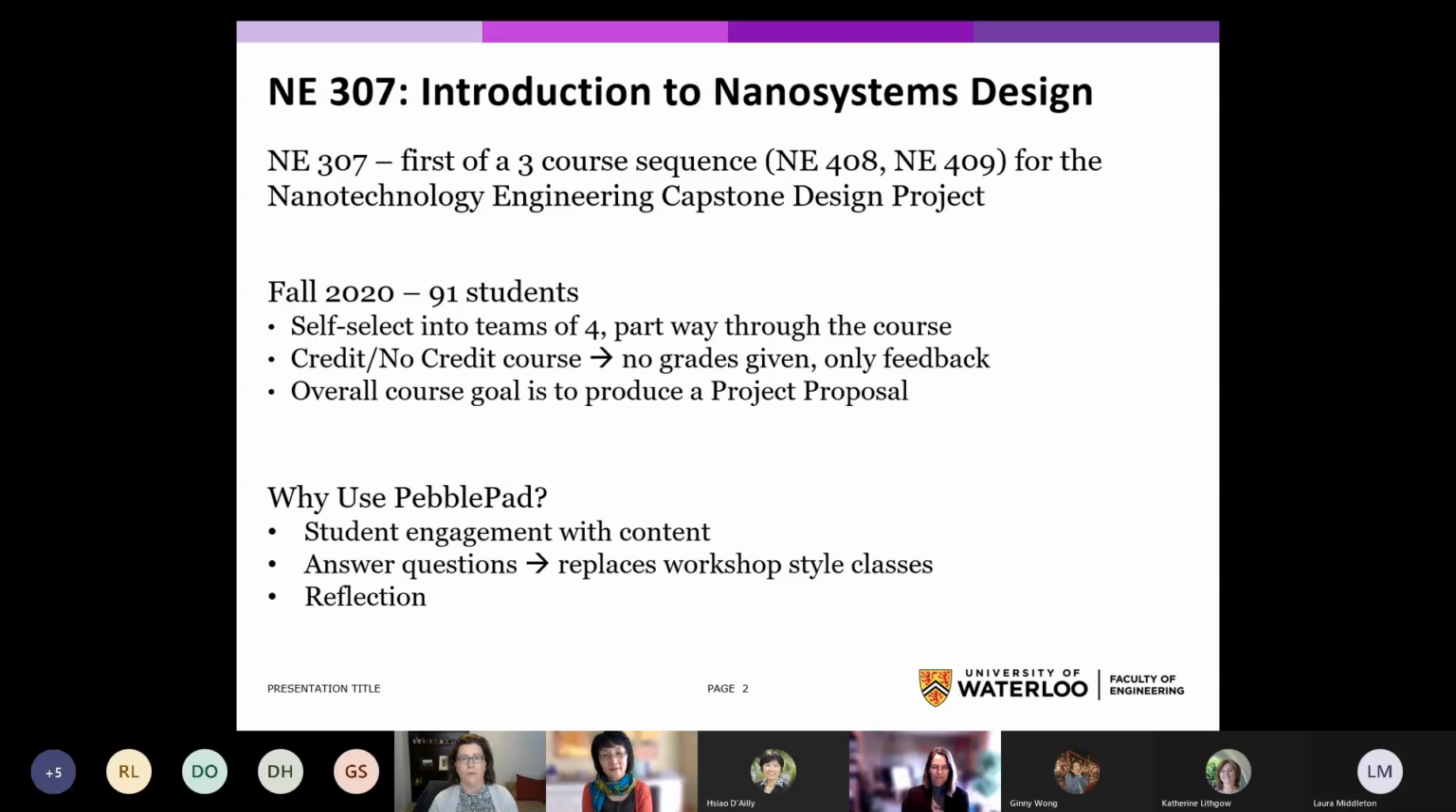So helping them through this navigating of how to come up with an idea for their project, the things that they need to know in order to be successful in their design project at the end. So I do provide a lot of feedback throughout the course. And at the end of this third year course, their main goal is really to produce a project proposal, which they then take on to their fourth year.